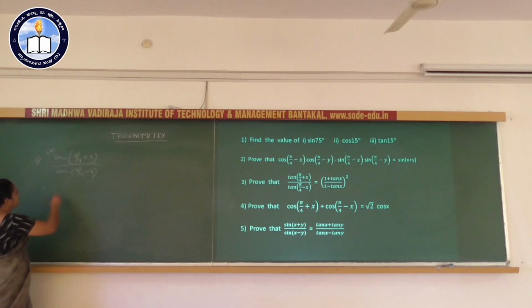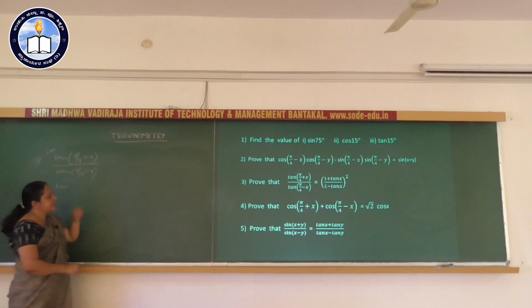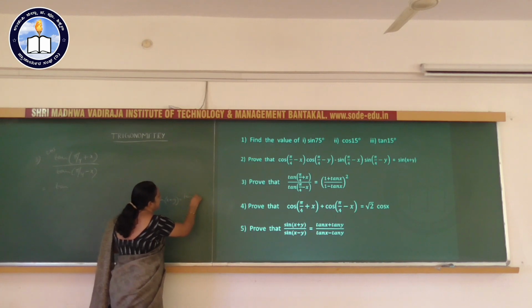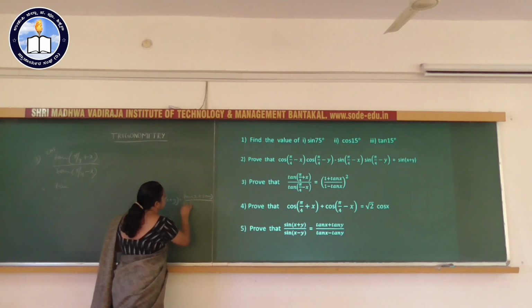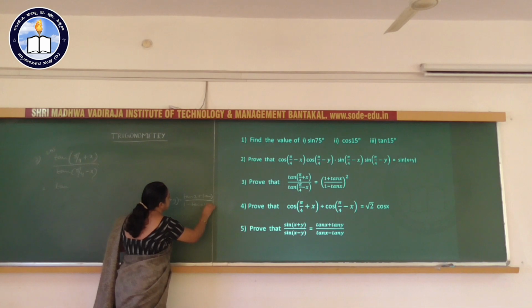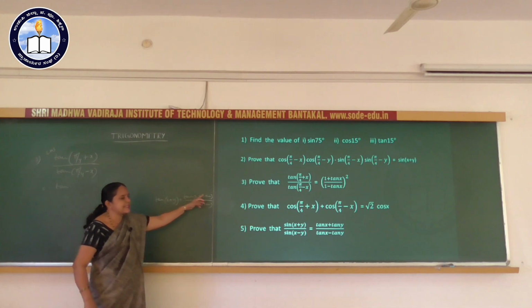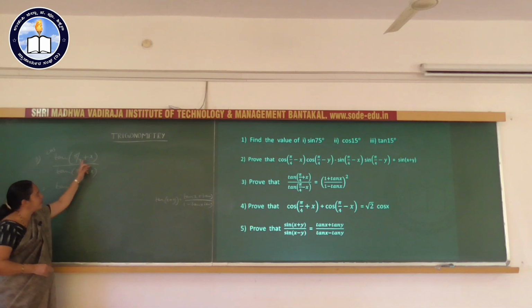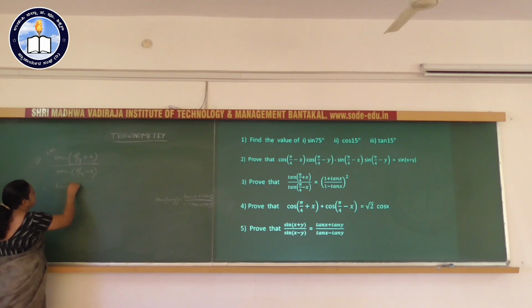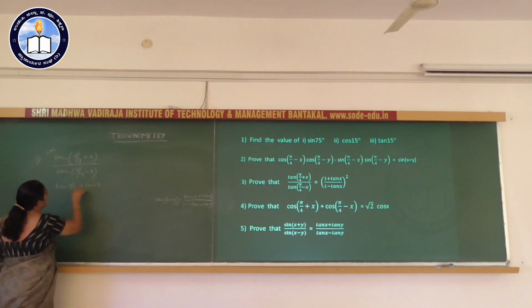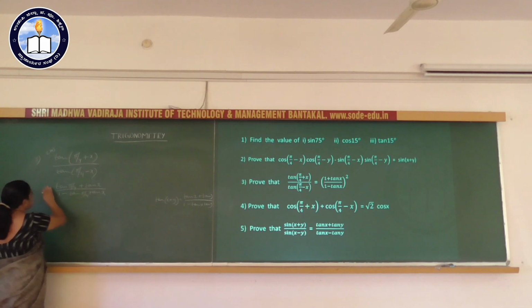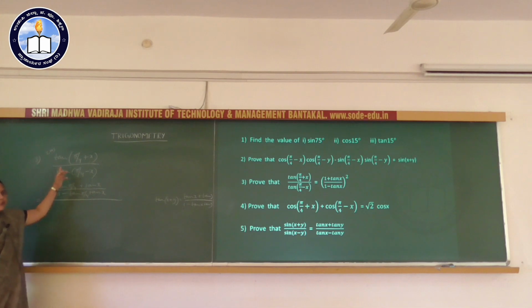What is tan x plus y? Formula tan x plus y is equal to tan x plus tan y divided by 1 minus tan x into tan y. Here x is nothing but pi by 4, y is x. So tan pi by 4 plus tan x divided by 1 minus tan pi by 4 into tan x. That is the numerator.